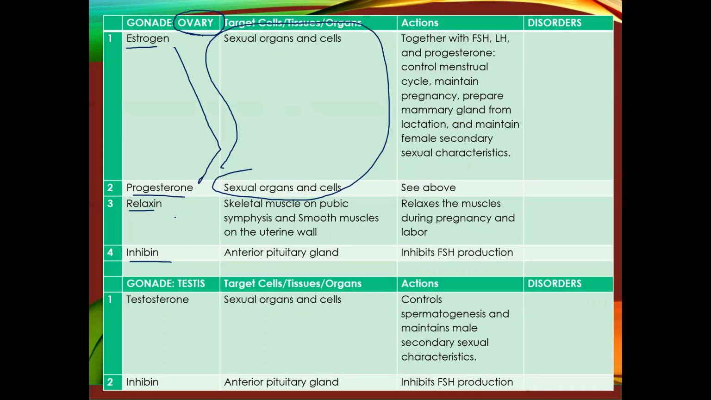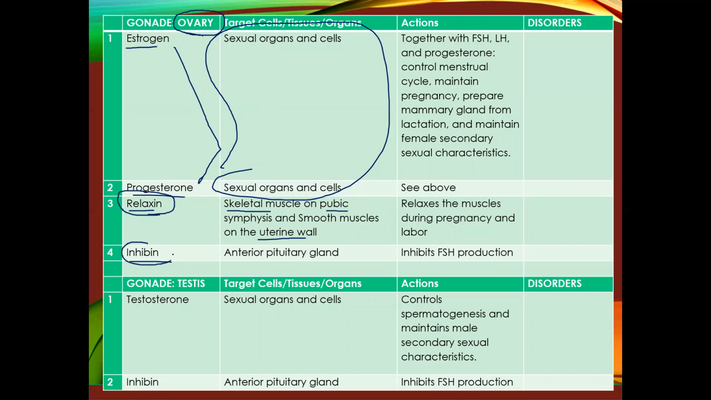Relaxin is usually produced when the female is pregnant. The target will be the skeletal muscles along the pubic symphysis, uterine walls, and abdomen. It relaxes the muscle over there. So remember when the female is pregnant and carrying the baby, they need some muscles to be relaxed. And this relaxation is provided by the relaxin.